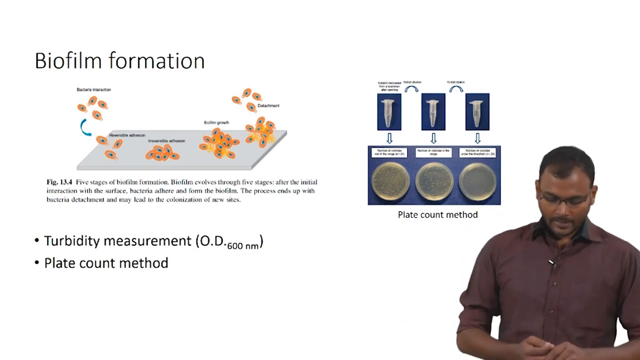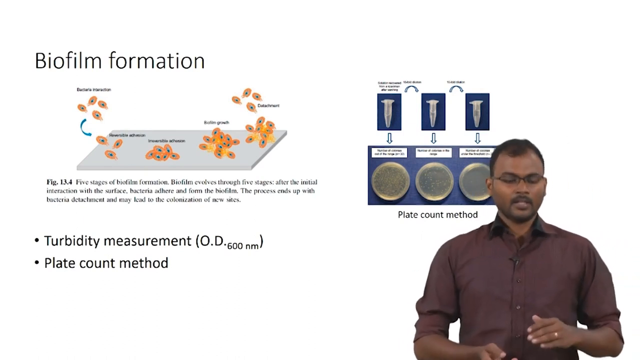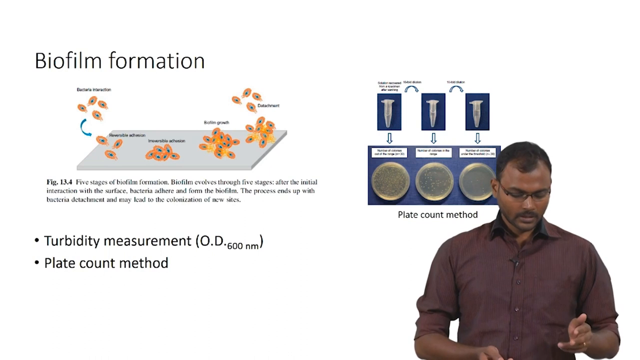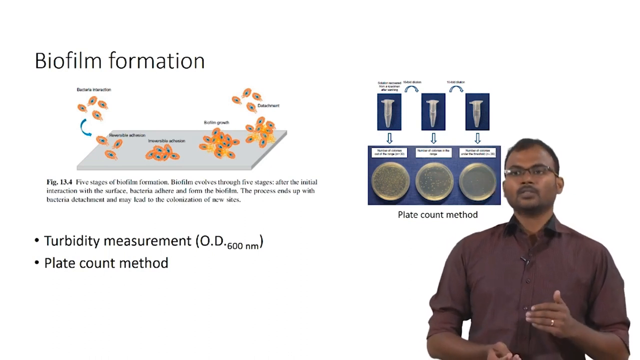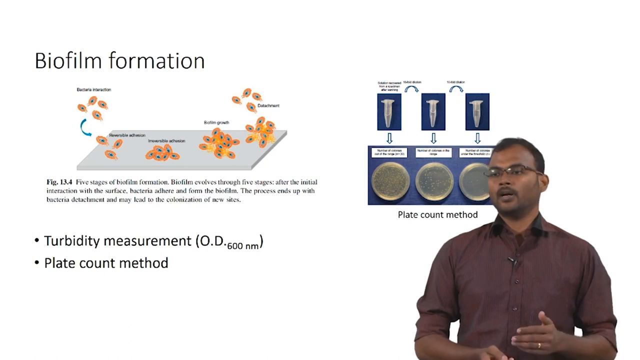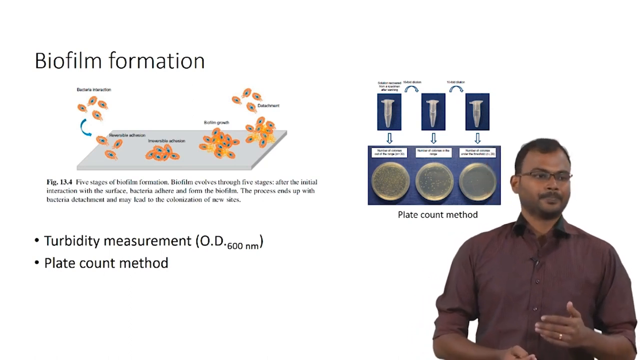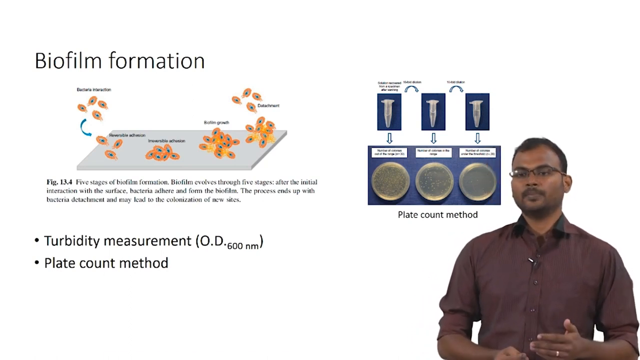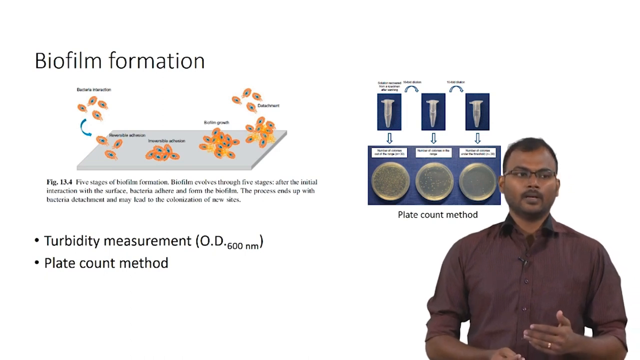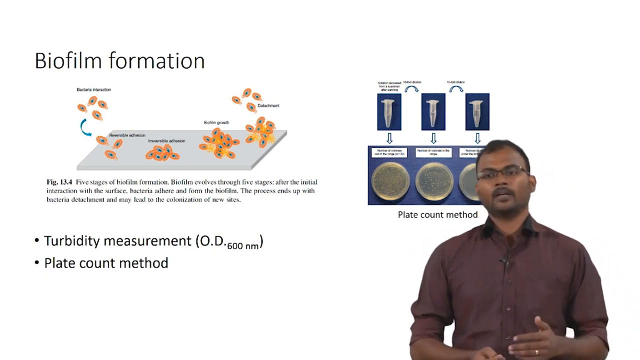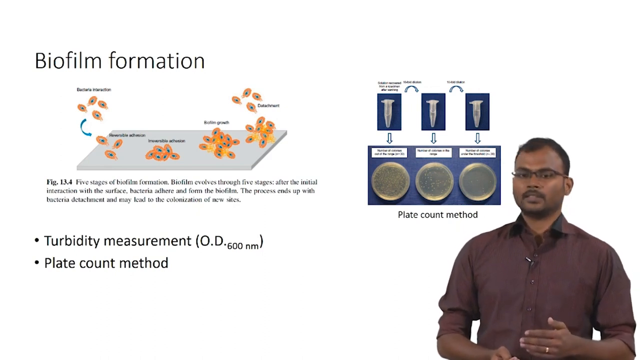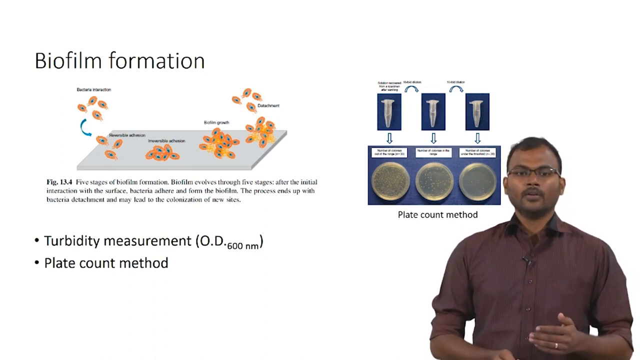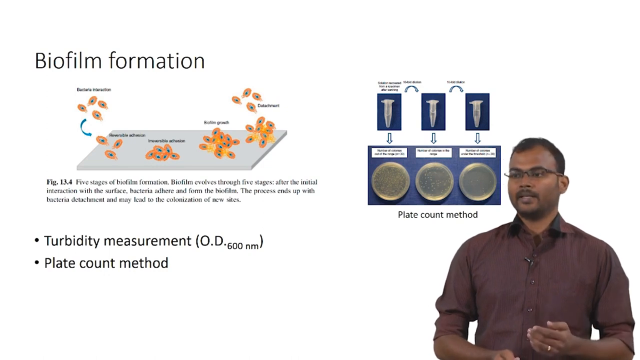For biofilm estimation, there are two basic methods: turbidimetry measurement and plate count measurement. In turbidity measurement, you measure the number of bacterial cells based on the turbidity observed. An OD of 600 nanometers is the standard for observing bacteria, and you can estimate the amount of bacteria.